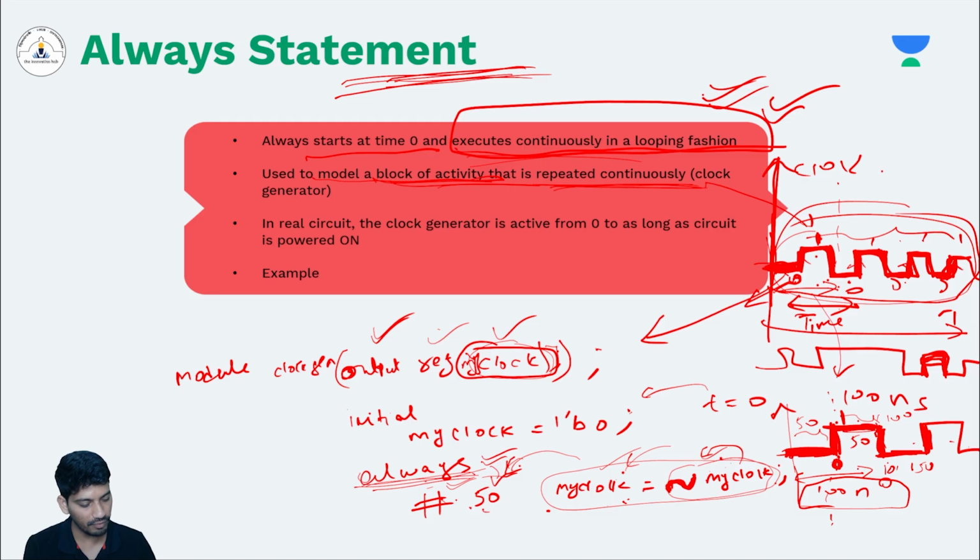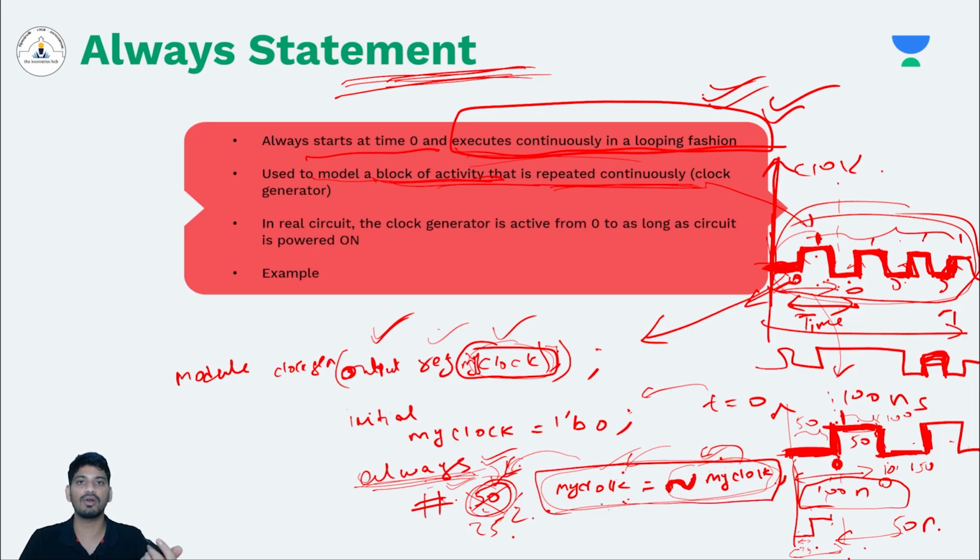Let's say I want a time period of only 50 nanoseconds. How to do that? For a 50 nanosecond time period, what should you write? You should write the delay as 25 nanoseconds, because after 25 nanoseconds it is flipping. So this 50 will be replaced with 25 nanoseconds. That will create a time period of 50 nanoseconds. So whatever clock time period you want, you can divide it by 2 and then execute this statement that will generate your clock.